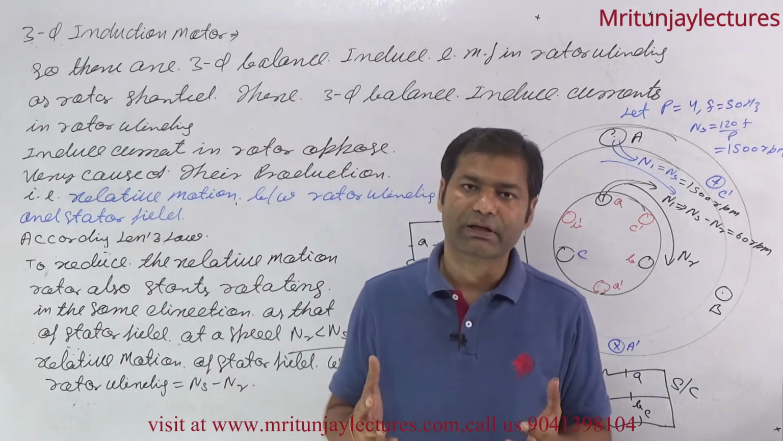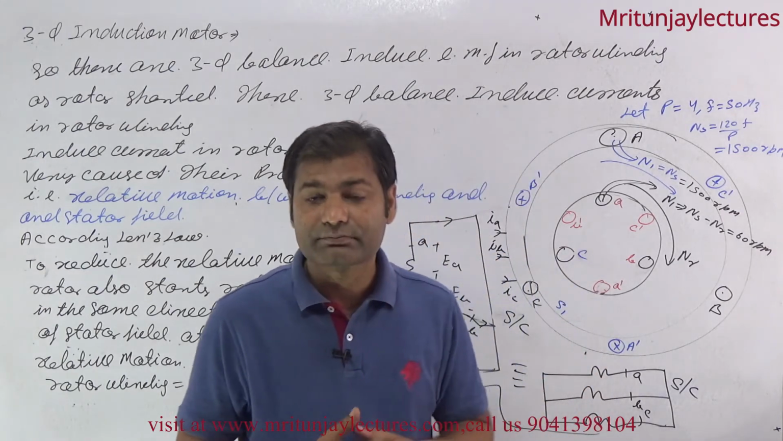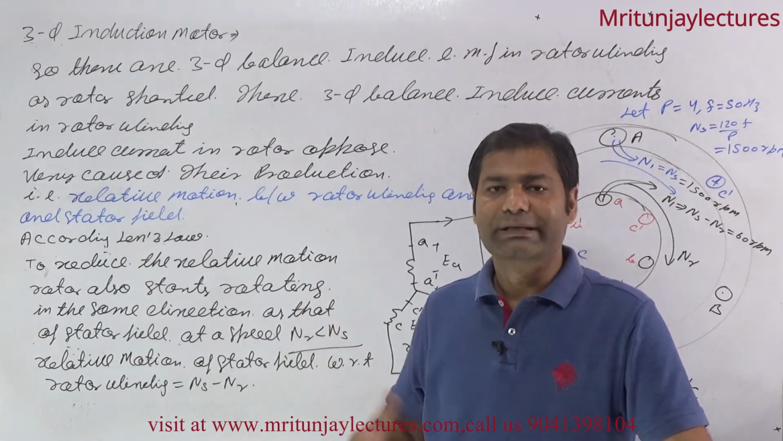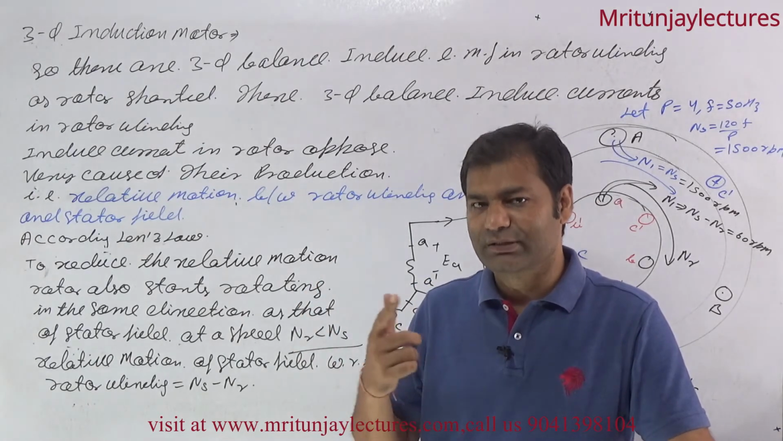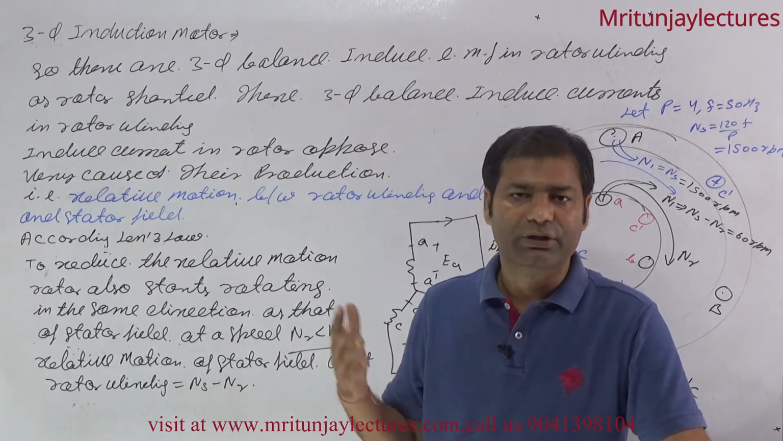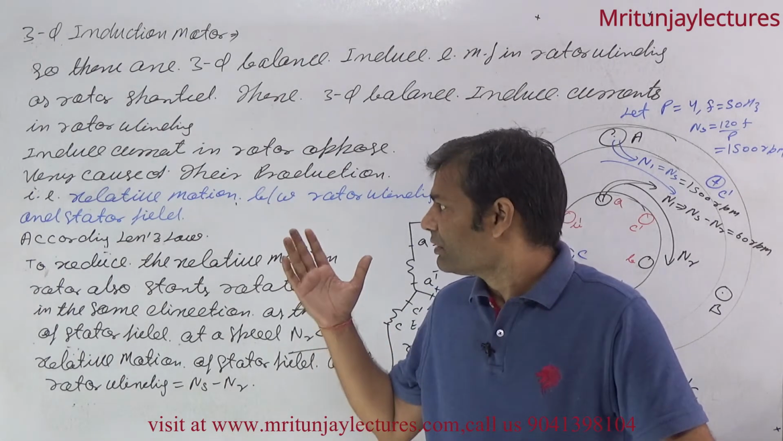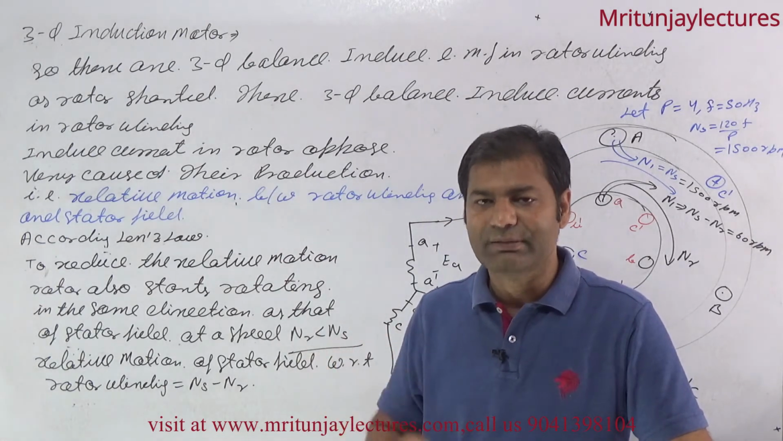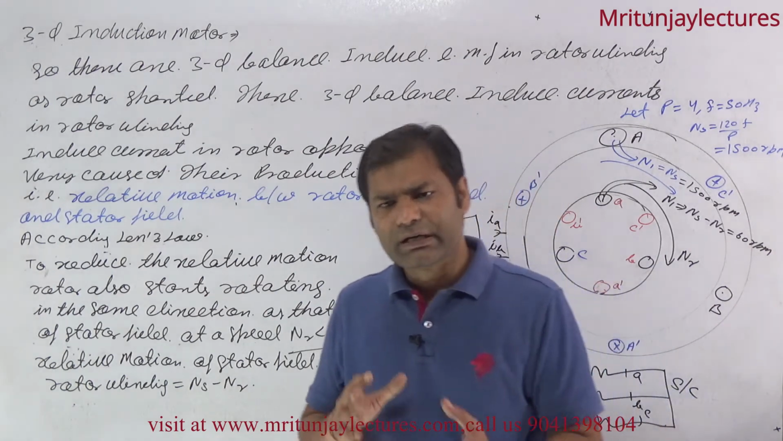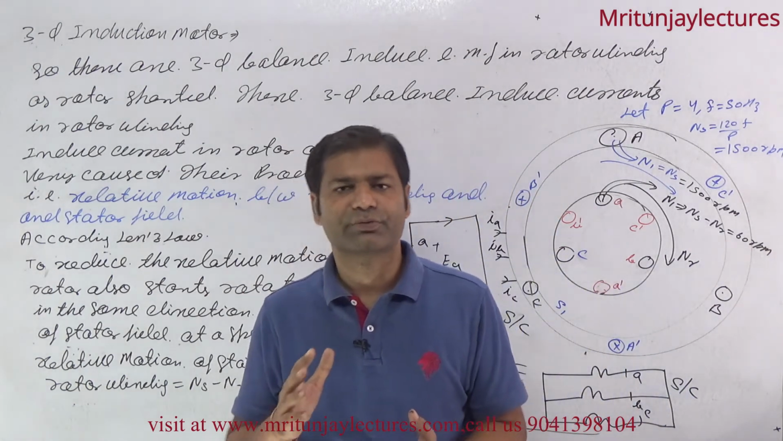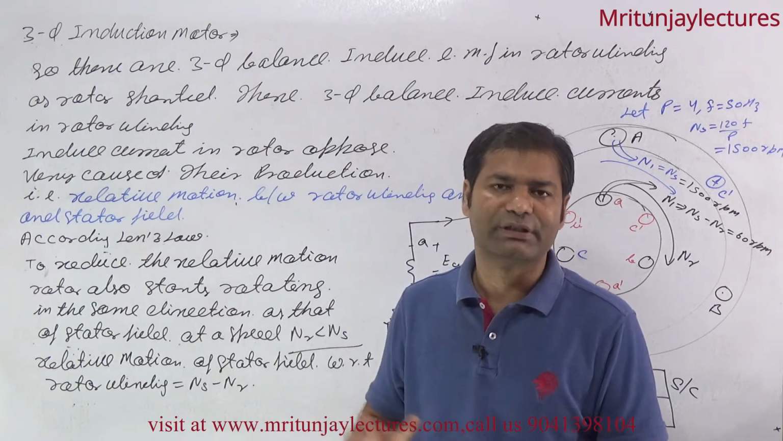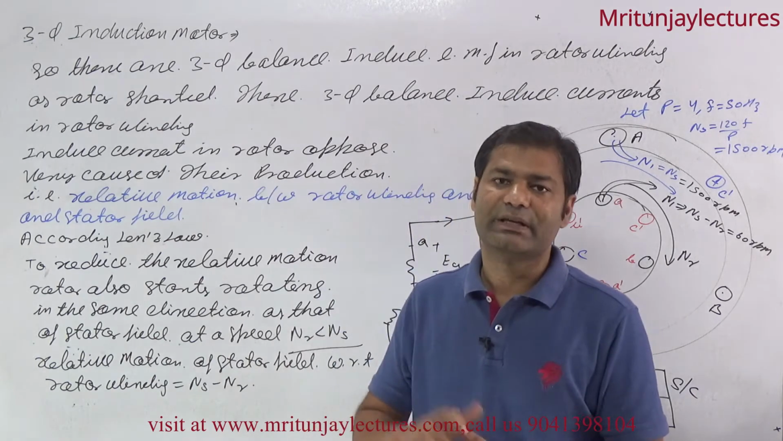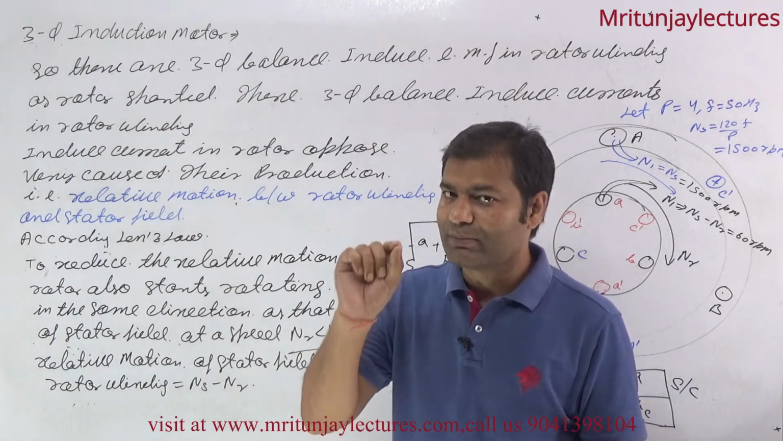I know that if induced currents are present in the rotor, then the induced current also opposes the relative motion. You know that according to Lenz's law, the induced current in the rotor winding opposes relative motion, because induced current always opposes the cause of its production. What is the cause of production here? The cause of production is relative motion. That's why the induced current opposes relative motion.